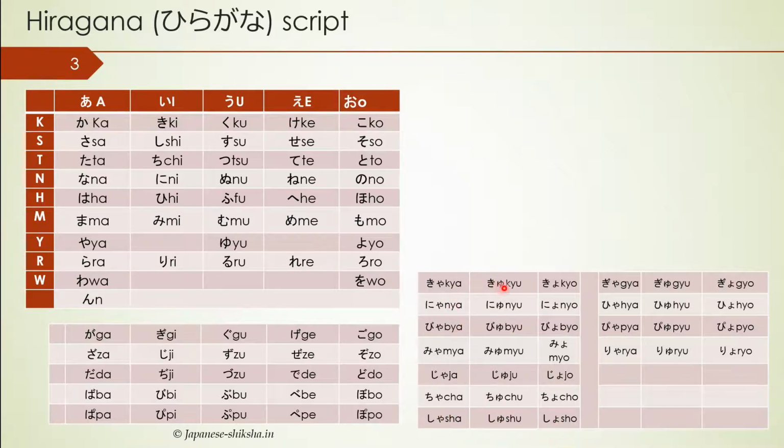Okay, kya, kyu, kyo, nya, nyu, nyo, bya, byu, byo, mya, myu, myo, ja, ju, jo, cha, chu, cho, sha, shu, sho. Okay. Then again, a different one: gya, gyu, gyo, hya, hyu, hyo, pya, pyu, pyo, rya, ryu, ryo.